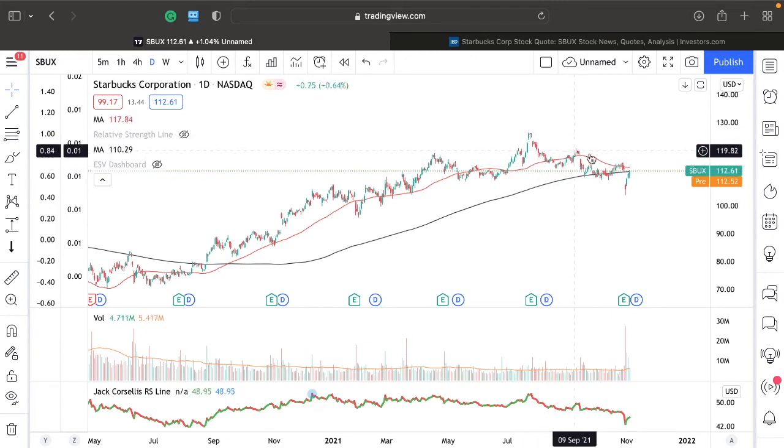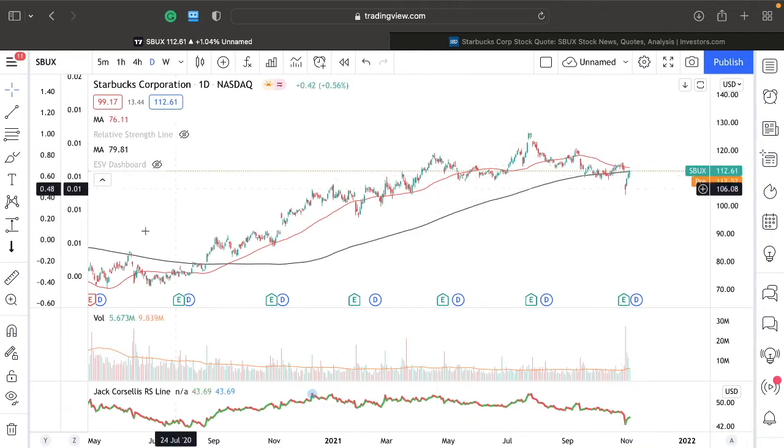And then for here and here, not only did prices not manage to go above the 50-day moving average, the 50-day moving average actually becomes a resistance instead of a support. So over here, the 50-day moving average pushed prices back down. And similarly over here, the 50-day moving average also again pushed prices back down.